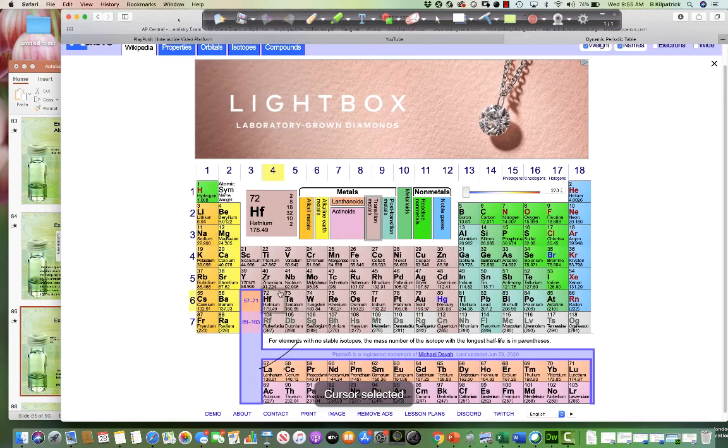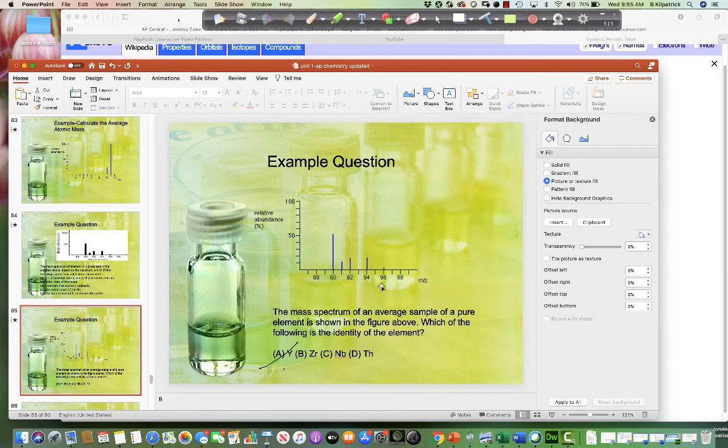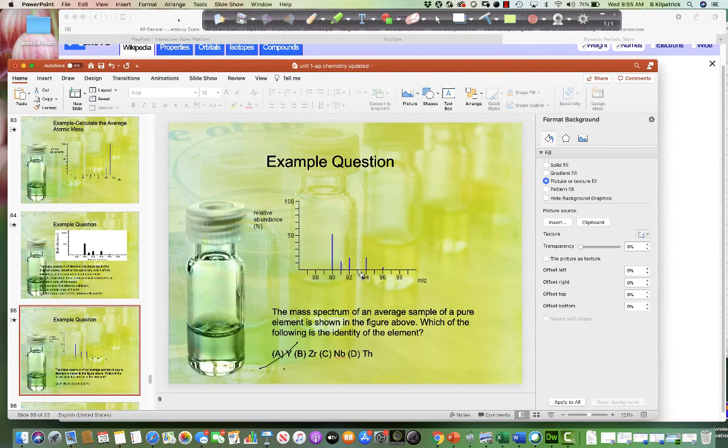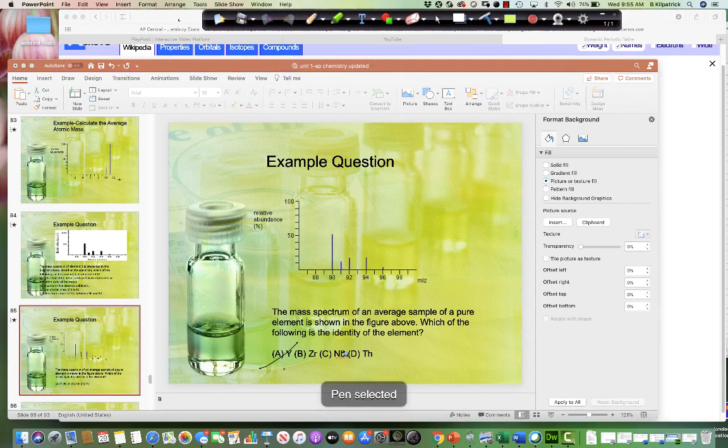Zr has a mass of 91.224. Well, the average mass is in between 90 and 92, but let's see if I can eliminate any of the other choices. So Nb is 92.9. It's pretty close to 93 then. I don't even have a peak at 93, and most of my peaks are 92 and below. It's probably not that based on that.